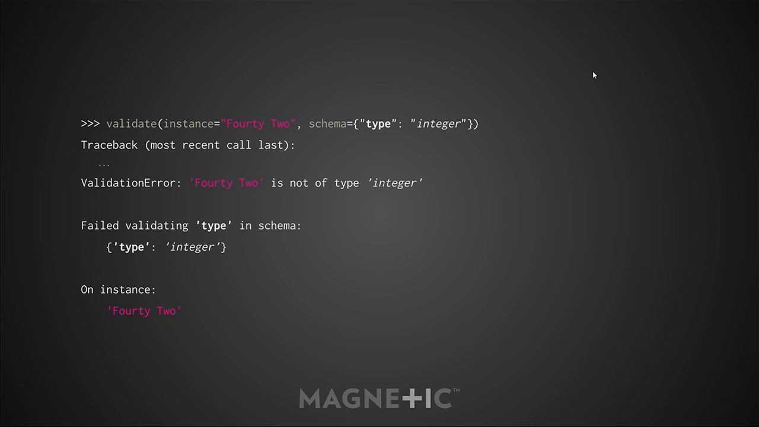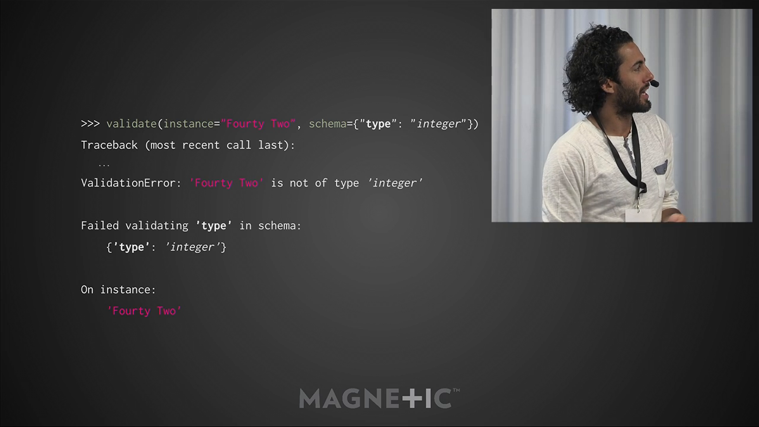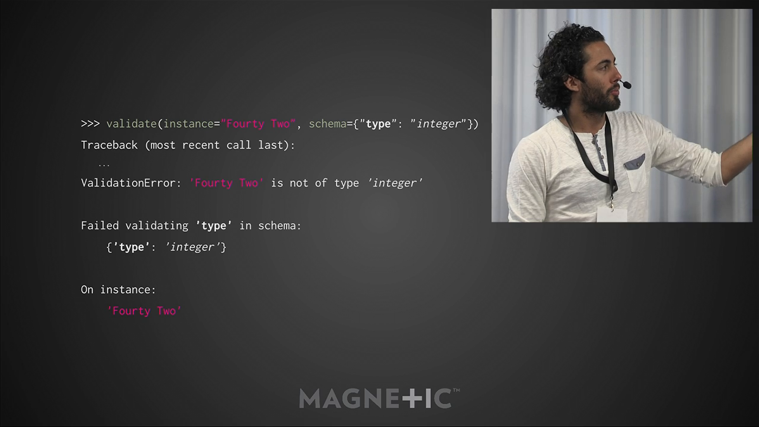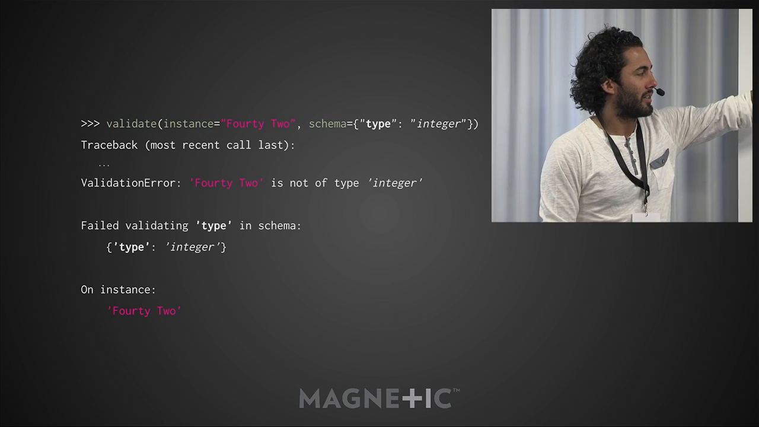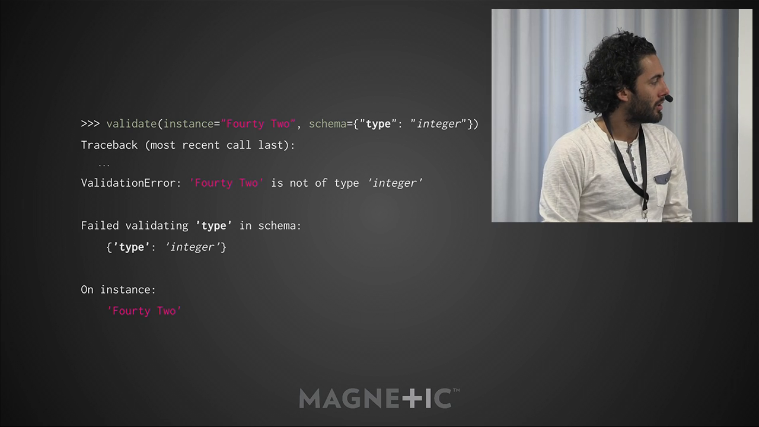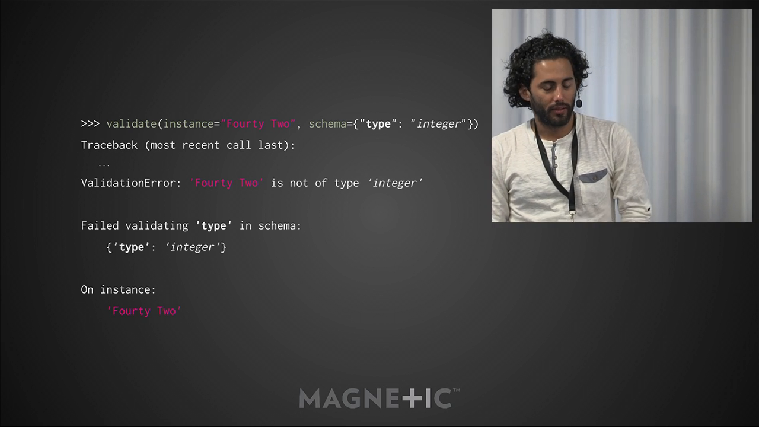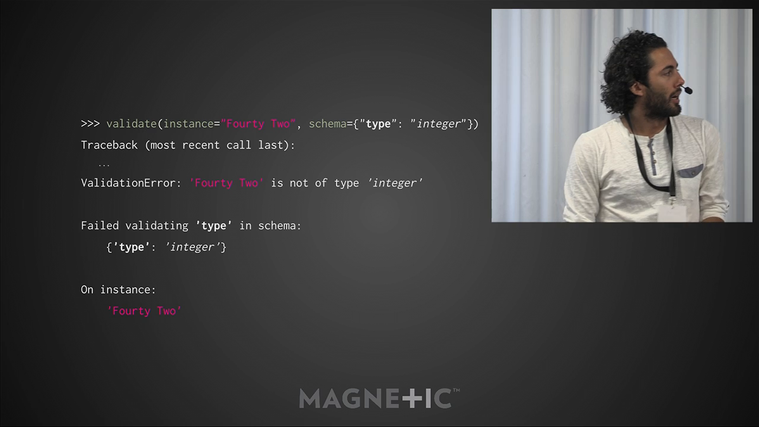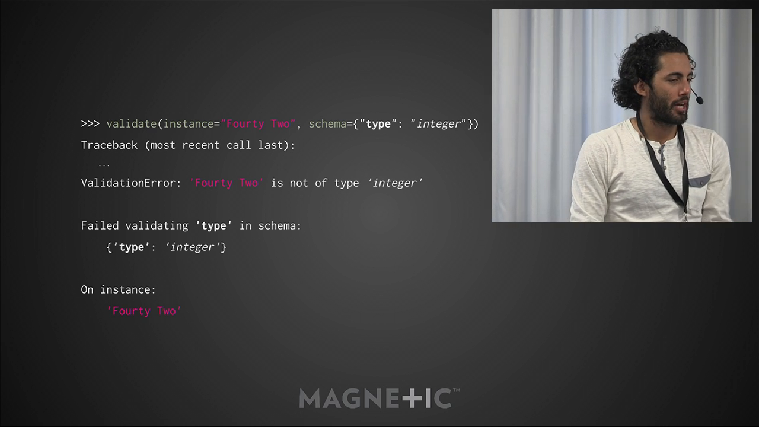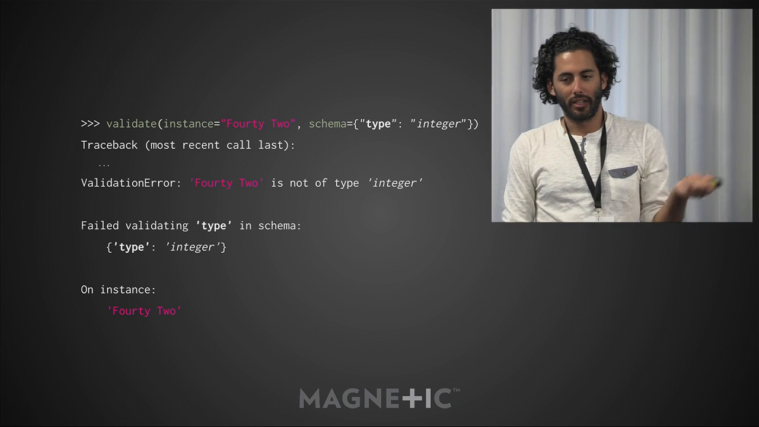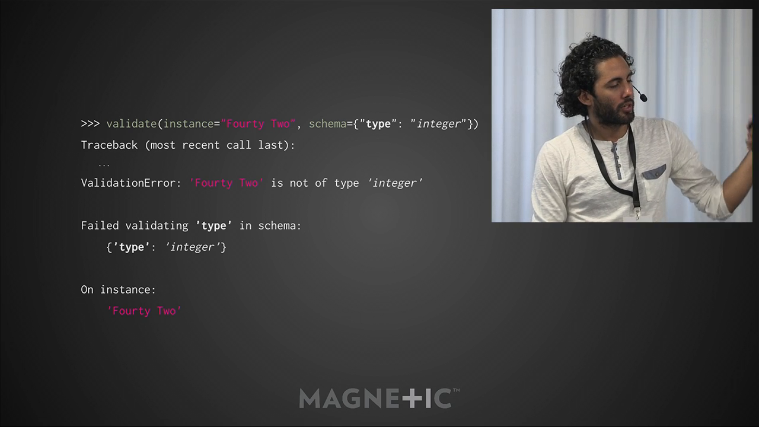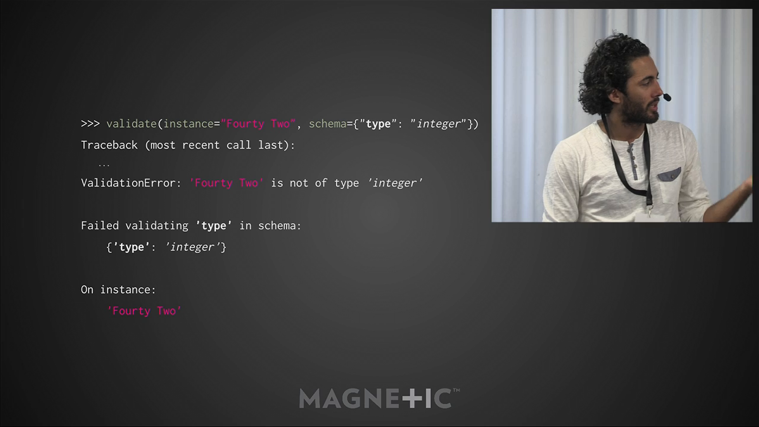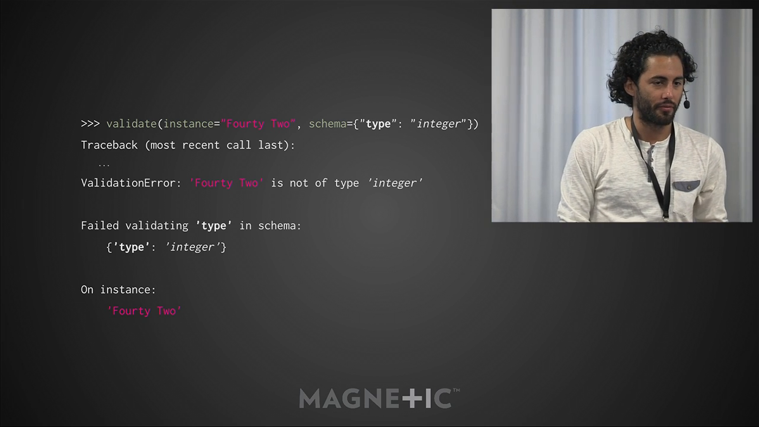If you pass in invalid instances, you get this perhaps long-winded traceback that basically says, first of all, what you passed in is not an integer. Failed validating the type validator in the following schema on the instance that you passed in. These two things on the bottom here don't seem very useful when we're validating such a simple schema. But if you watch them a little bit, you'll find that as we start getting slightly more complicated things, they start to become useful so that you can follow what was happening.